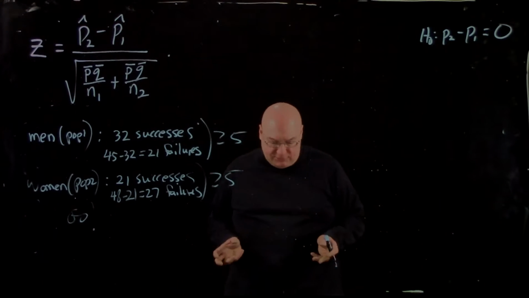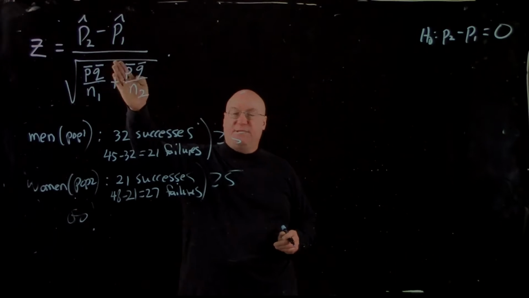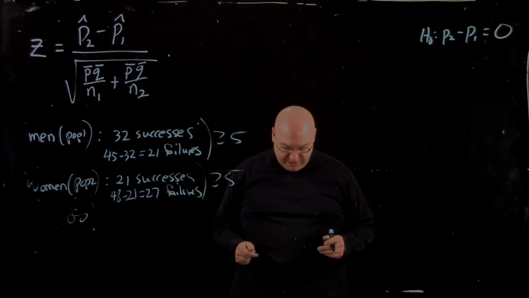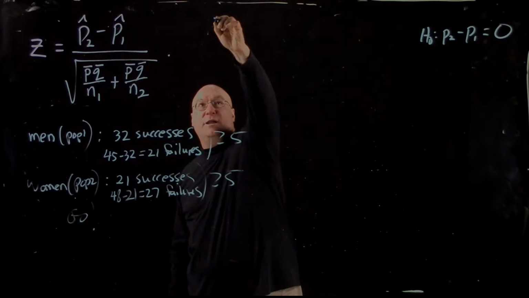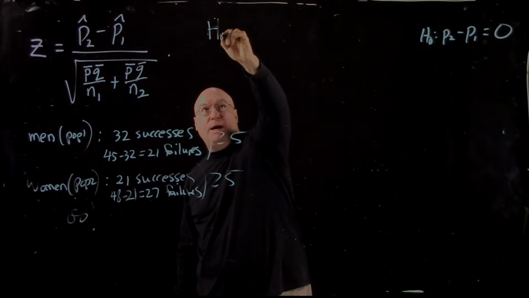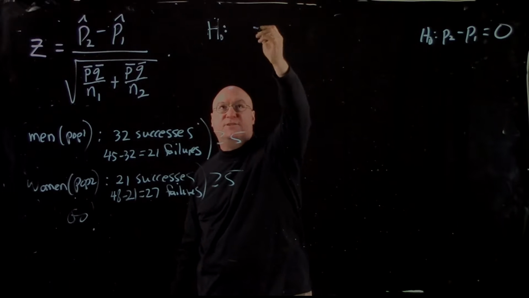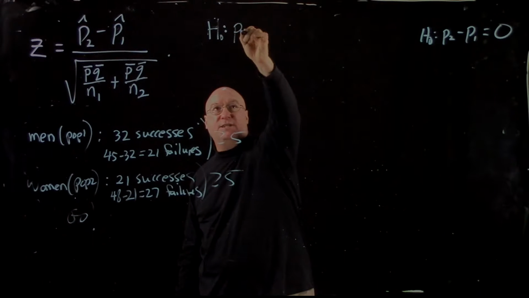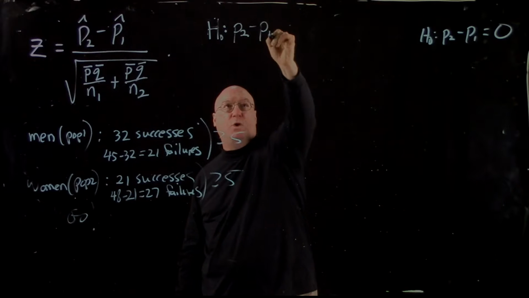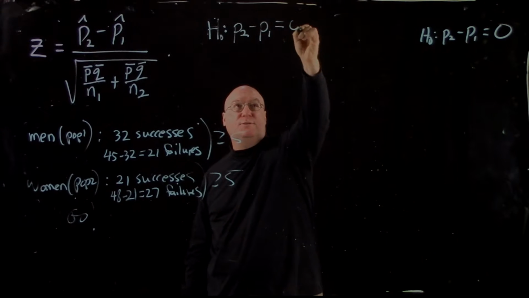We feel pretty sure that when we calculate our test statistic, it's going to be a z-random variable, and we can go forward. What is the null hypothesis? The null hypothesis is always that the two population proportions are the same. So like I said, it's P2 minus P1 is equal to 0.